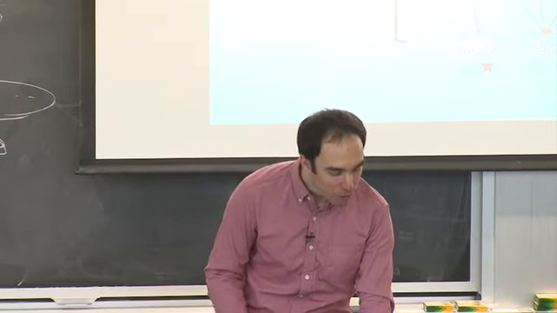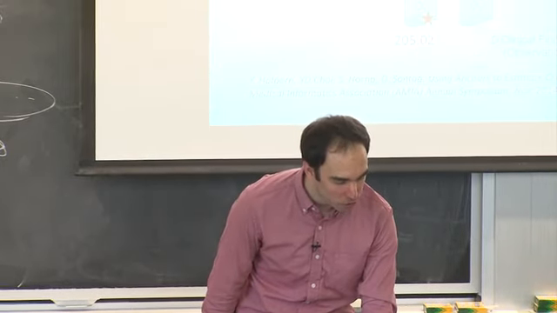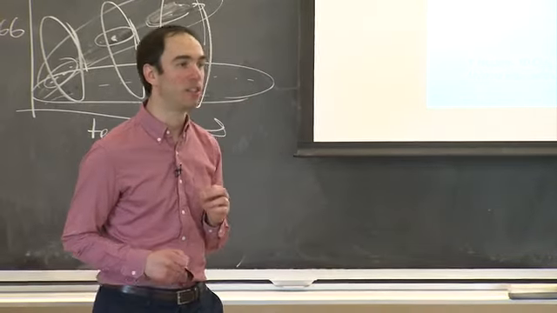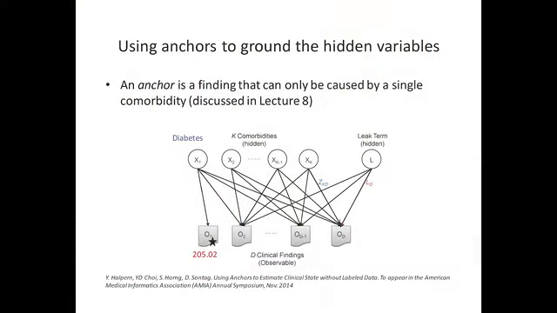So to ground the hidden variables, we used a technique that you already saw in an earlier lecture, lecture 8, called anchors. So a domain expert is going to specify for each one of the comorbidities one or more anchors, which are observations which we are going to conjecture could only have arisen from the corresponding hidden variable. So notice here that this diagnosis code, which is for type 2 diabetes, has only an edge from x1. That is an assumption that we're making in the learning algorithm.